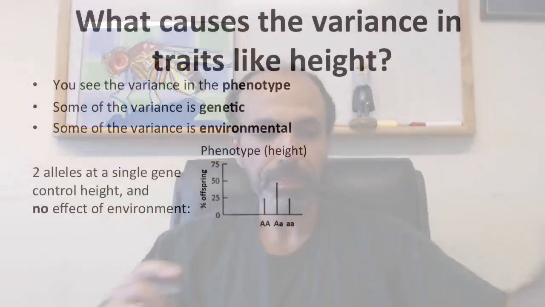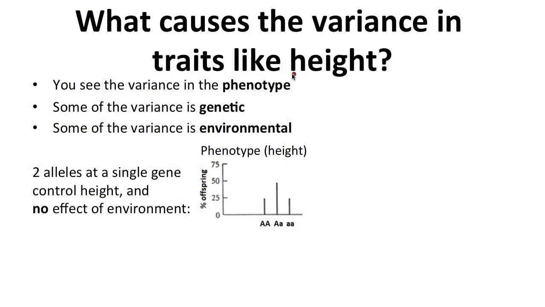Well, variance, and don't worry about the math for this right now. We'll come back to the math later. Variance, think of it, again, just as the spread that you see. As the variance is larger, there's more spread. As there's less spread, the variance is smaller. Okay? So what causes this variance in traits like height?